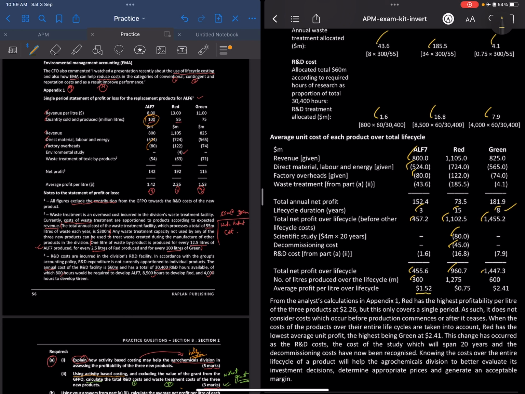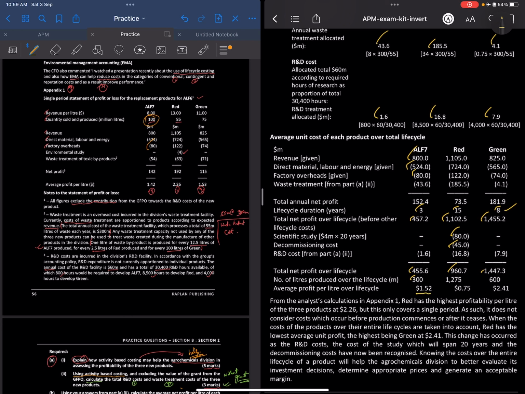You see, it was very profitable when you are looking at one period for red, but when you are using the life cycle, you see it has the lowest profit. Which has the highest? The green one has the higher profit. Why is that? Because it does not have a scientific study cost and decommissioning cost, or even its waste treatment cost is significantly less than ALF. Okay, so we need to comment on the result, so we can just make that same comment.